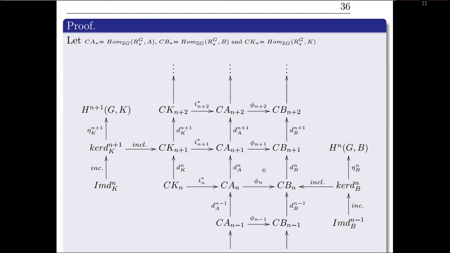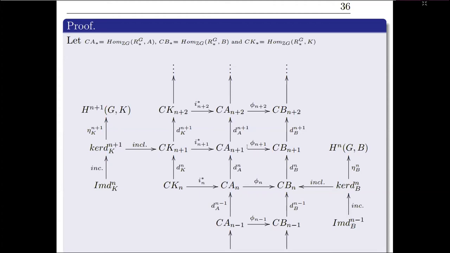And because this diagram commutes, we have the boundary of the element in cochains A n with phi n plus one equal to phi n composed with the boundary d n. And because phi n takes an element from the cochains here, and this is an element from the kernel, by the boundary it gives me zero. This means the element taken by the boundary is in the kernel of phi n plus one. But this sequence is exact.